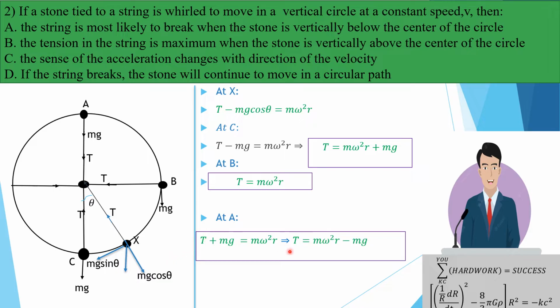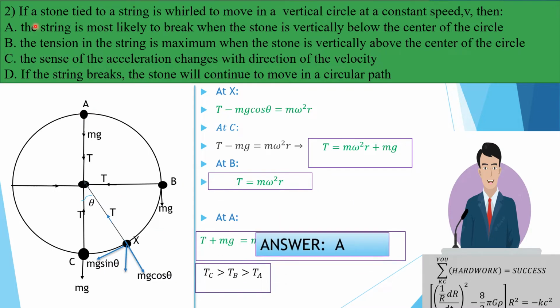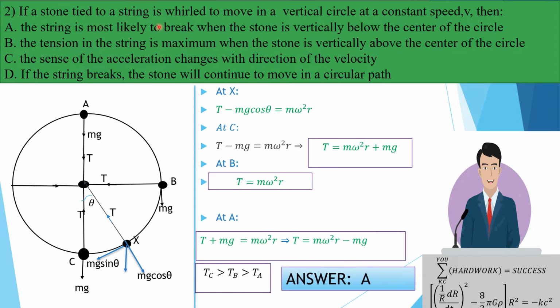All right, so you realize that we can form a relationship between their tensions, the tension here and here and here. Because the tension at C is the biggest because you're adding these two terms, at B you just have one of those terms, and then at A, you rather have the difference of those terms. So the biggest tension is at C, so that's why I've said TC is greater than TB is greater than TA. So which means that your answer here is just A, because it says the string is most likely to break when the stone is vertically below the center of the circle. Correct, because that's where the tension is greatest.